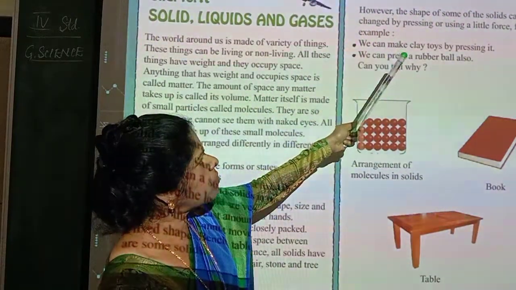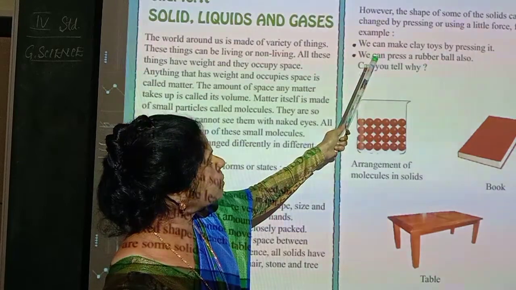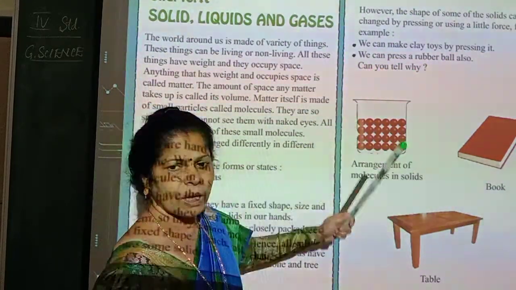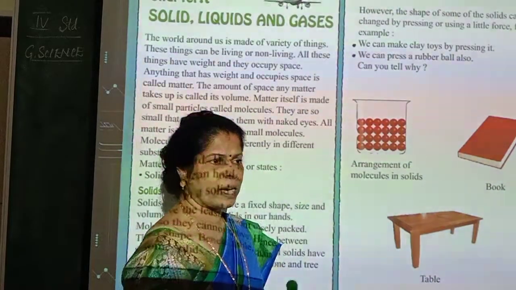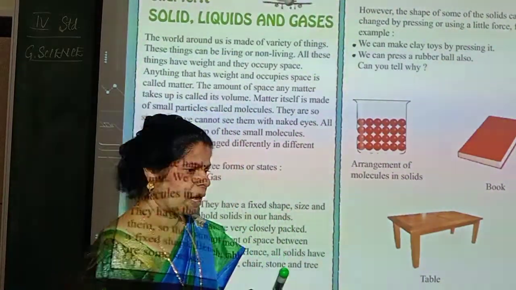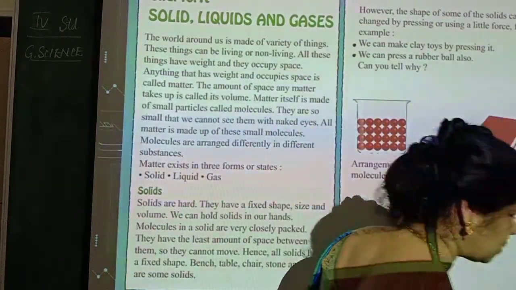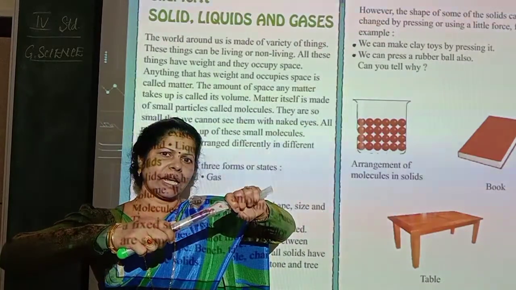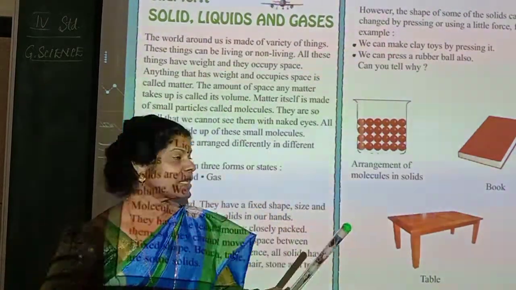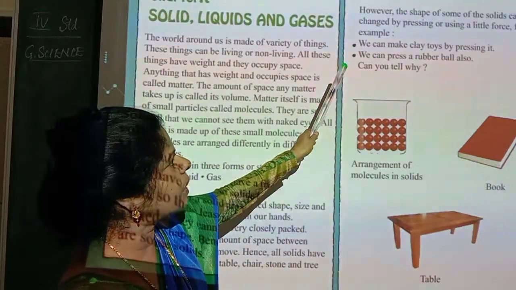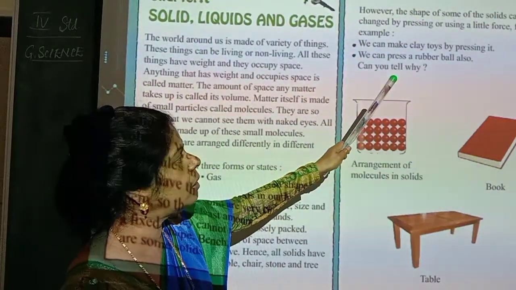However, the shape of some of the solids can be changed by pressing or using a little force. For example, by pressing also what happens? We can change the shape of even the hard materials, that is solid materials. Now for example, you can see here, this only. This is solid, isn't it? So what can I do? I can change its shape, right? I can change the shape of it. So however, the shape of some solids can be changed by pressing or using a little force.